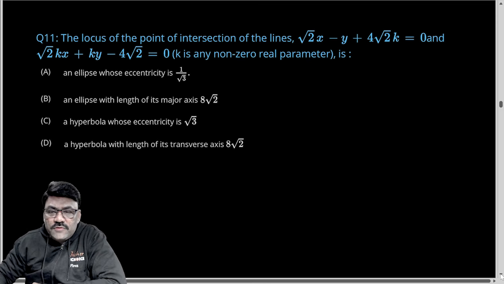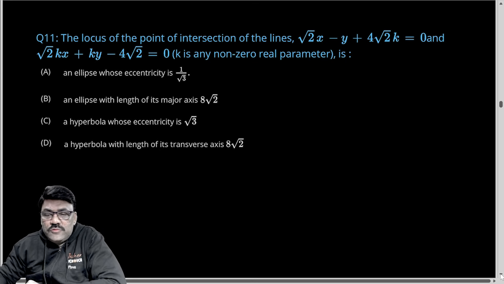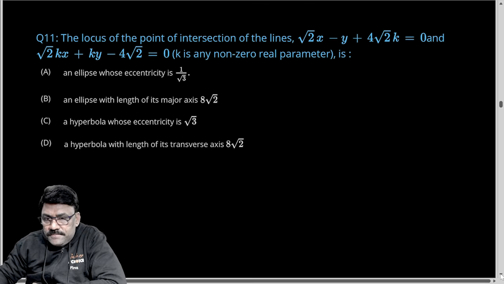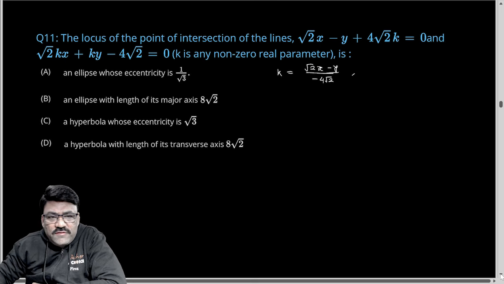So to get the locus of the point of intersection of these two lines, you have to eliminate k. Just eliminate k from these two equations. Whatever equation you get after eliminating k, that will be the locus. So see, from the first equation, if I find k, this is root 2x minus y over minus 4 root 2. And from the second equation, if I find k, that is 4 root 2 over root 2x plus y.